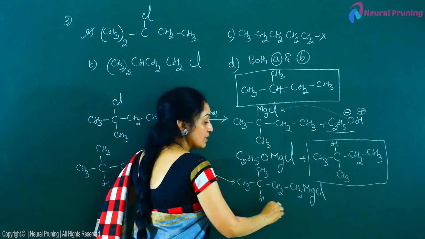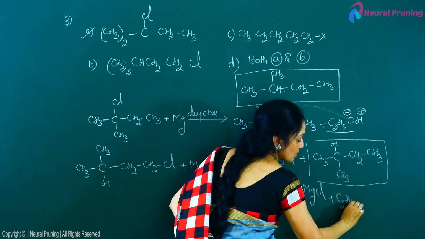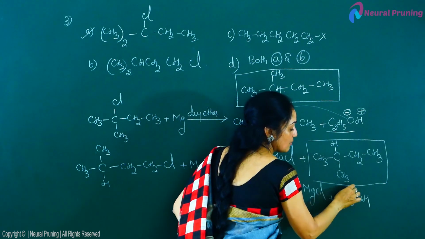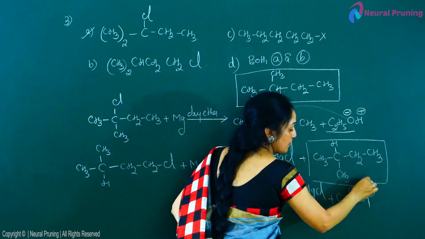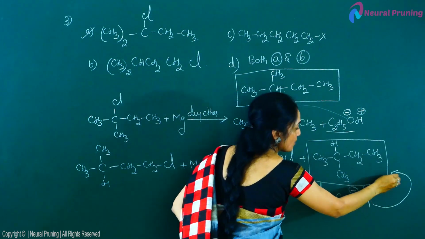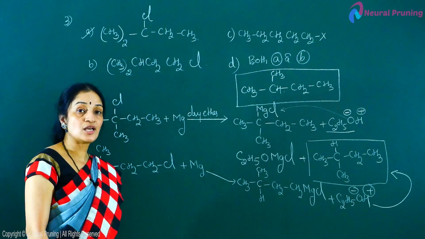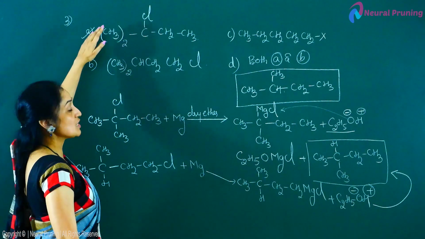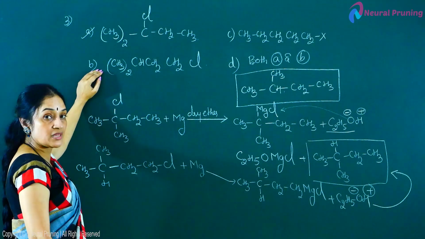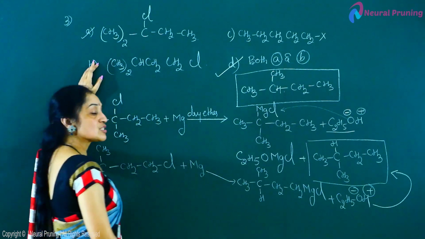right? Treat this with a base, that is nothing but, according to the question, we are supposed to treat this with ethanol. As in the previous case, here it will be minus, here it will be plus. So when we treat this, we get the same compound, that is 2-methyl butane. So what exactly happens is, both options A and B give the compound 2-methyl butane. So option D would be the correct answer for the question.